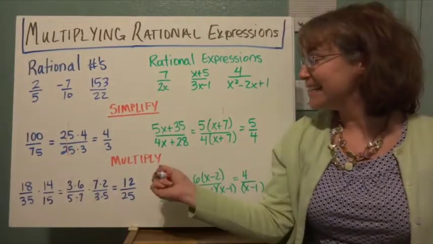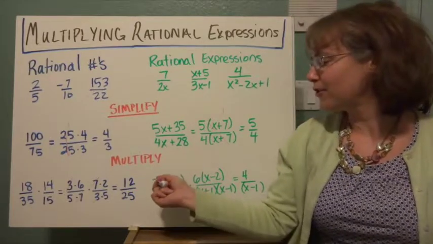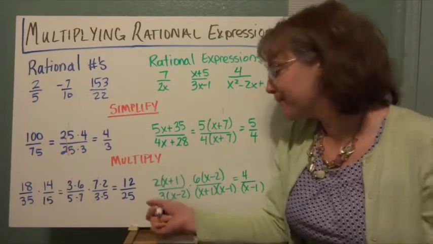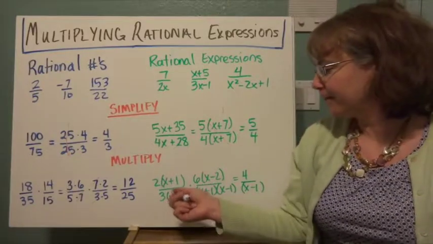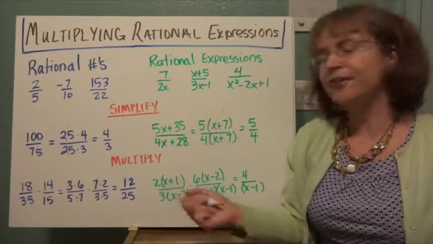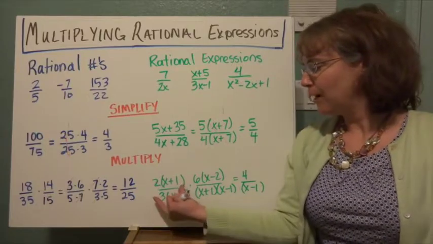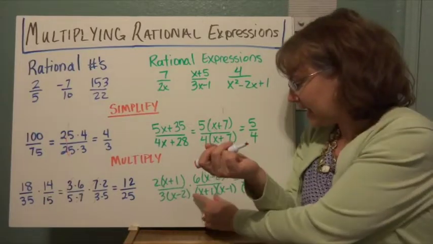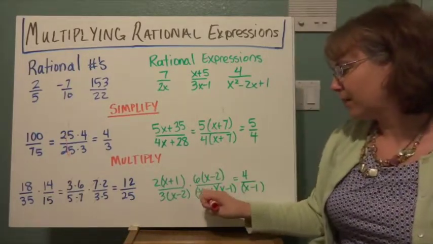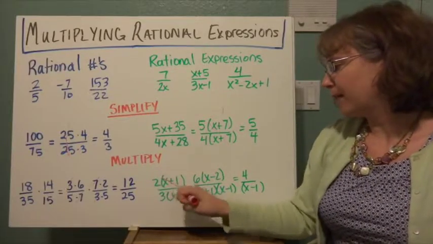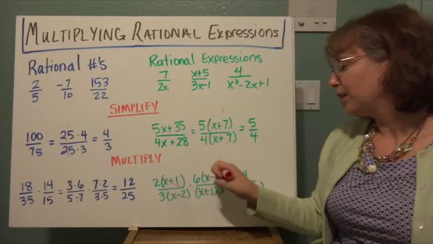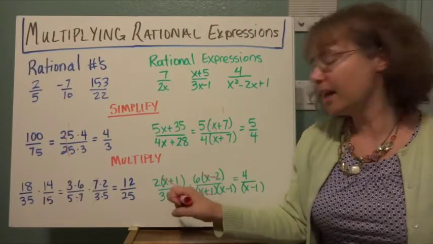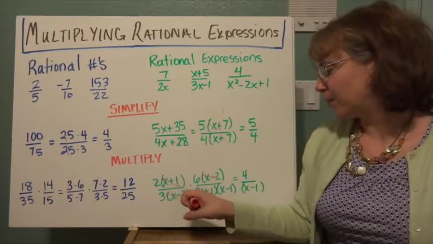Same thing with my rational expressions when I'm multiplying. These ones are already factored. If they weren't, you could go ahead and factor them, but I can look for common factors that are going to make a 1. Right here I see an x plus 1, and another x plus 1 right here. So that's going to give me a 1. X minus 2 and x minus 2. So 1 in the numerator, 1 in the denominator. When I multiply, that gives me a 1.